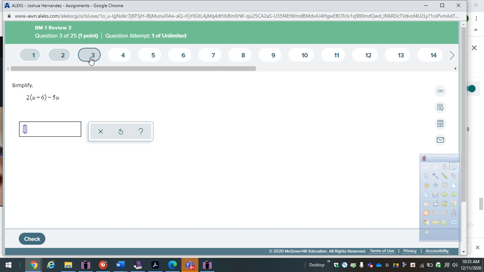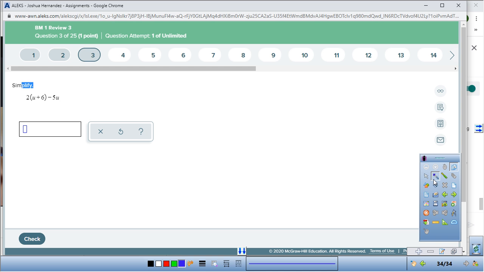This one's just combining our like terms, getting rid of the parentheses, and then you distribute here. You distribute the 2 to the u and the 2 to the 6. So I'll do that over here. I'm going to go 2 times u plus 6 minus 5u. Distribute here gives me 2u.